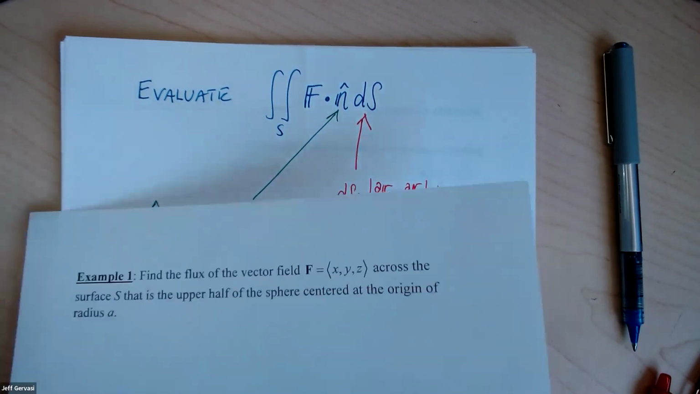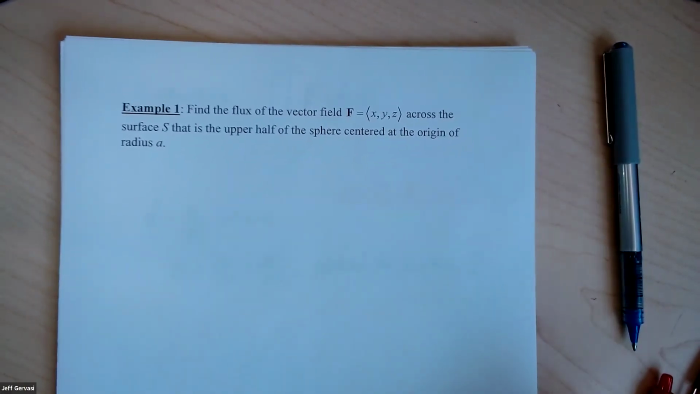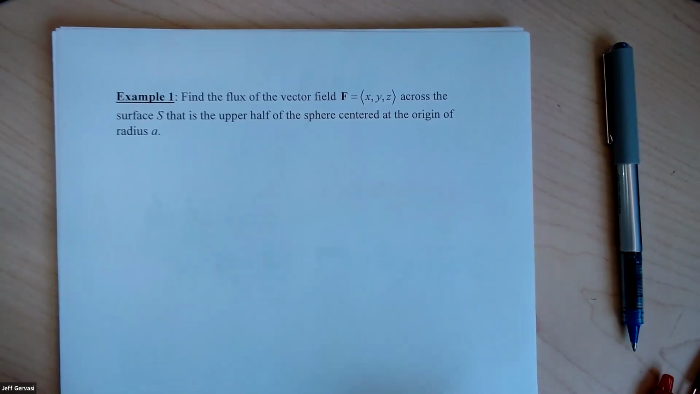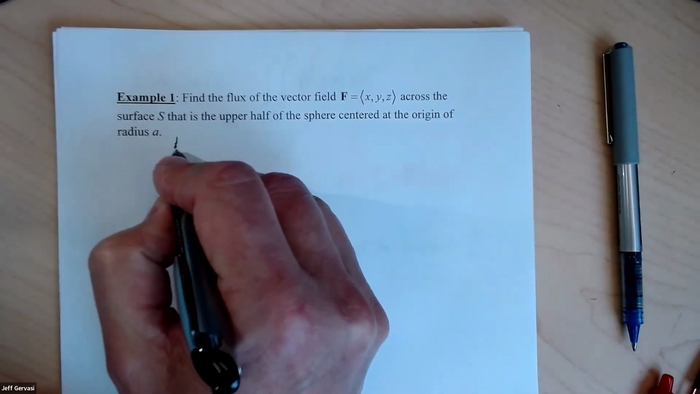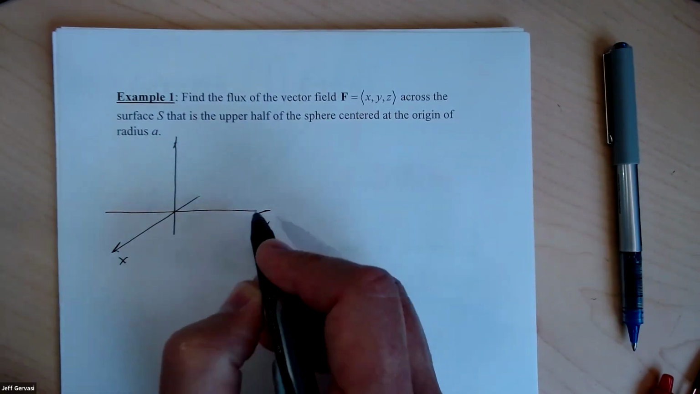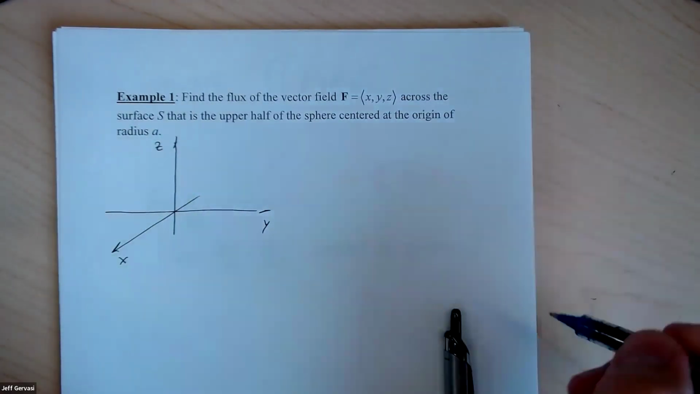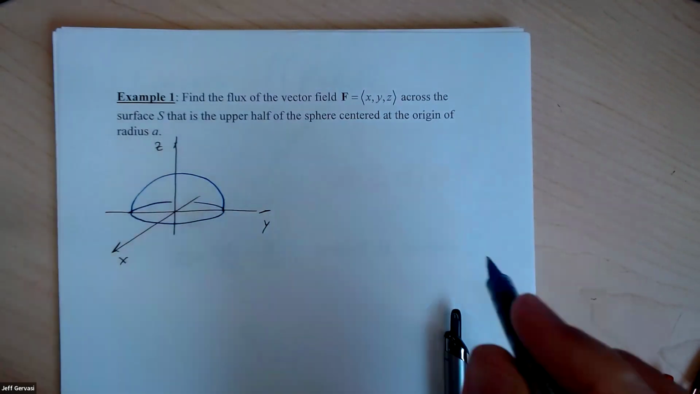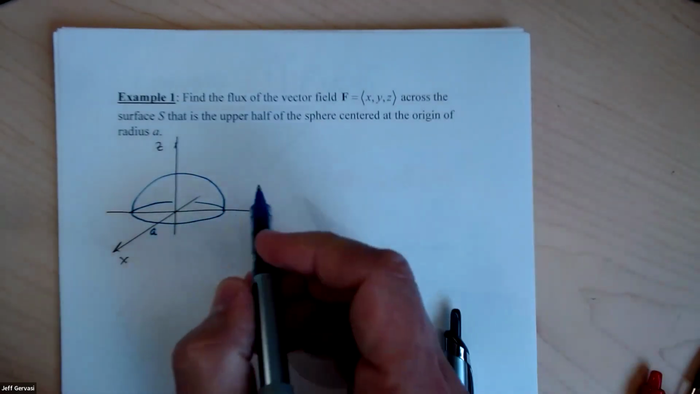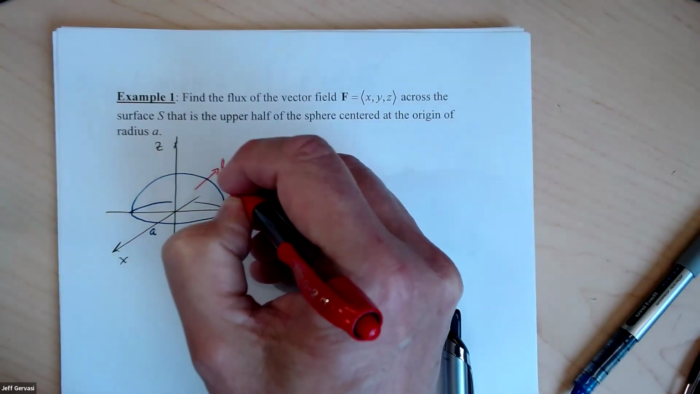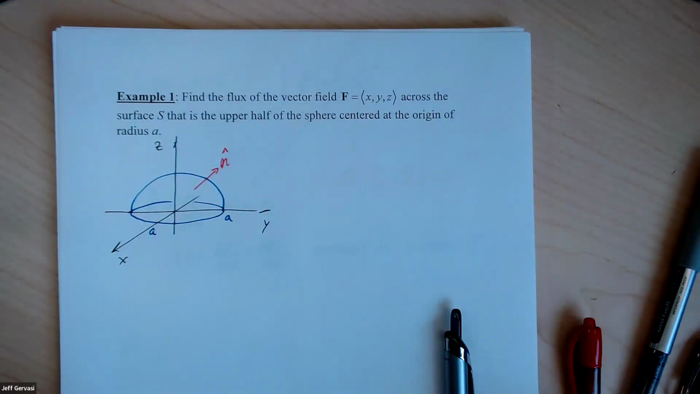Here's our first one. We want to find the flux of the vector field xyz across the surface S that is the upper half of the sphere centered at the origin of radius A. All right, well, let's see. Here's our surface, right? Let's use blue for that. And our unit normal vector would look like this.